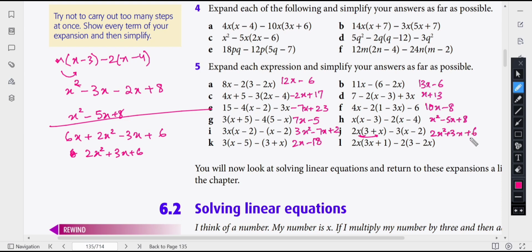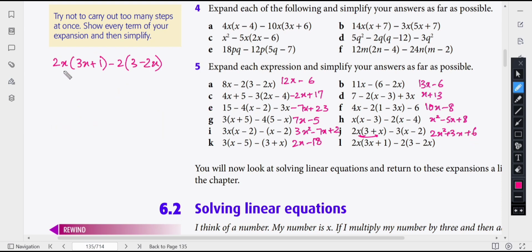And now for the last part, 2x multiplied by 3x will be 6x square plus 2x minus 2 into 3 will be 6 plus 2 into 2 will be 4x. So 6x square plus 6x minus 6, ये हमारे पास 6 जो ट्रिपल सिक्स है यहाँ पे ख़त्म हो गया, and that's how this entire exercise will be done. So exercise 6.1 is done here.